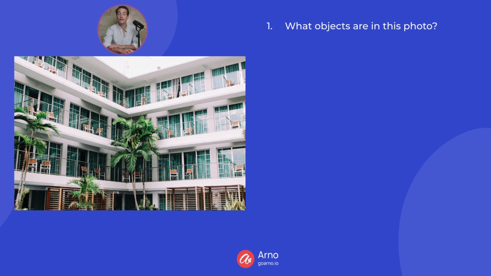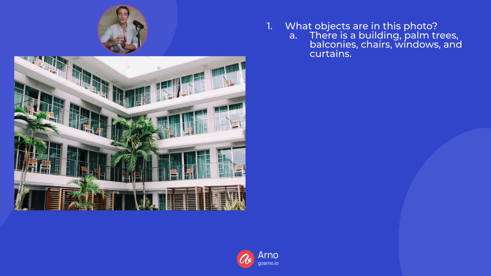What objects are in this photo? There is a building, palm trees, balconies, chairs, windows, and curtains. So you can see just this one question allows us to use so much advanced vocabulary and describe the image in great detail. So instead of just saying there's a building, we can say building and palm trees and balconies and chairs and windows and curtains.